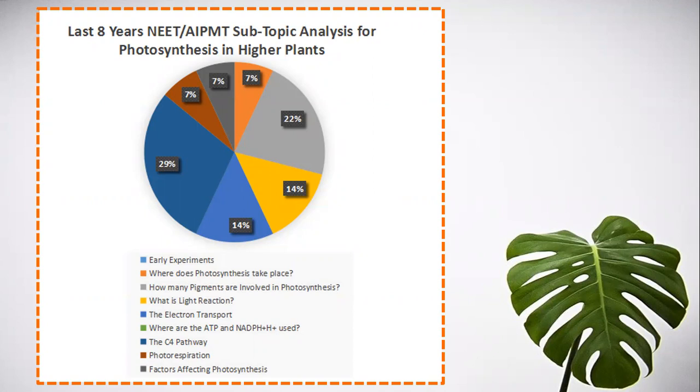Here it's very prominent. Questions have mainly been asked from 2 areas: pigments involved in photosynthesis at 22%, and the C4 pathway at 29% in the photosynthesis chapter. So that's about this analysis of the chapter. You can have a look while you study. The early experiments, today's topic, carry 14% weightage.